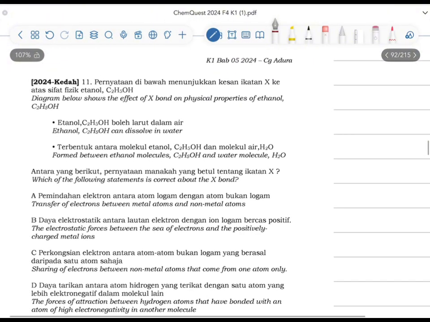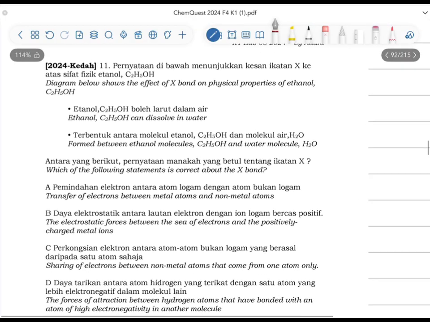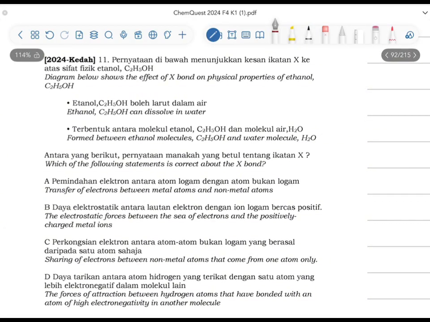Okay, for the last question for this topic, which is related to hydrogen bonds, let's look at this diagram. The diagram below shows the effect of the X bond on the physical properties of ethanol, which is an alcohol. Ethanol can dissolve in water, and the bond forms between the ethanol molecules and the water molecules. So for sure, this X bond is actually the hydrogen bond.